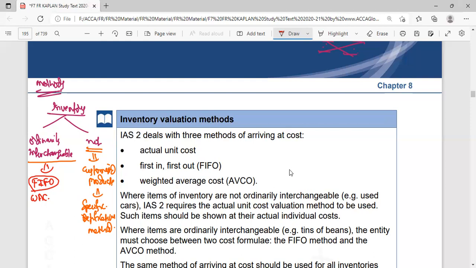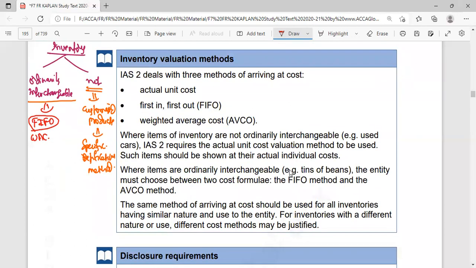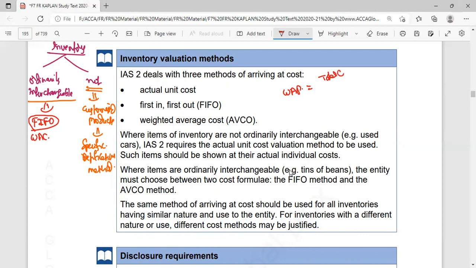Then coming to the weighted average cost method, or average unit cost method. In this case, they need to calculate the weighted average price per unit. How to calculate it? The total cost of goods available for sale divided by the total quantity.